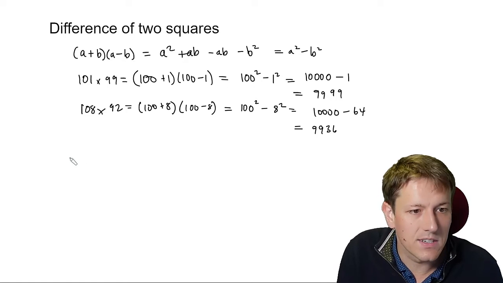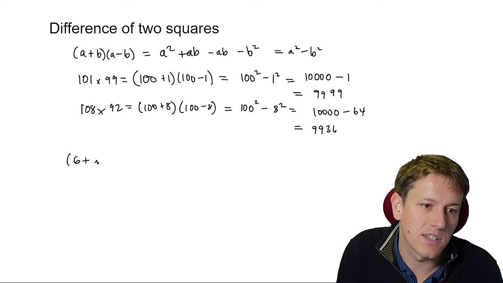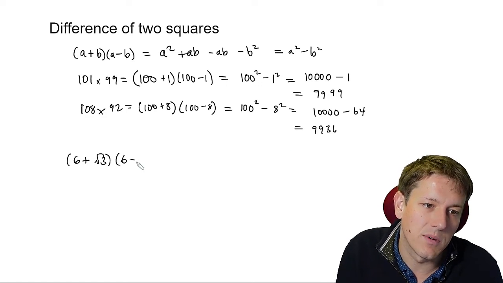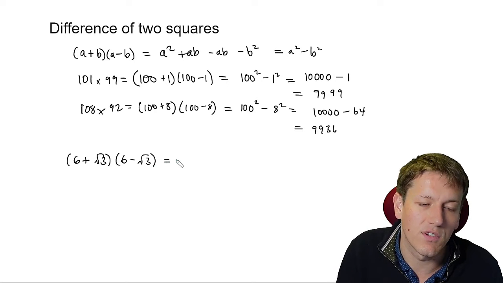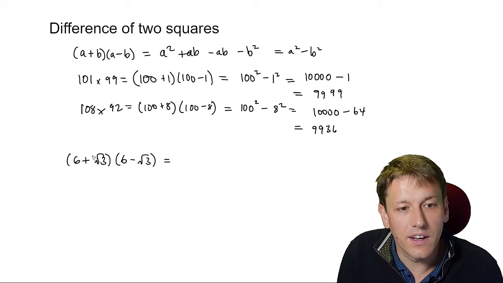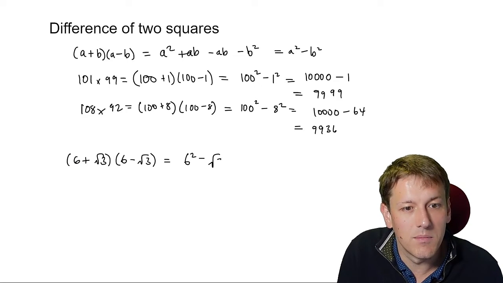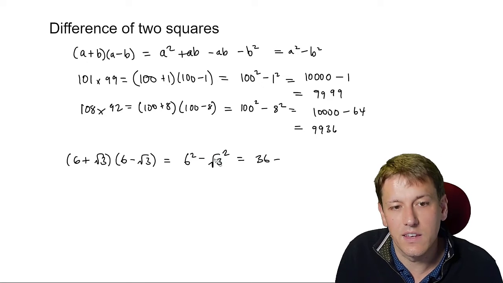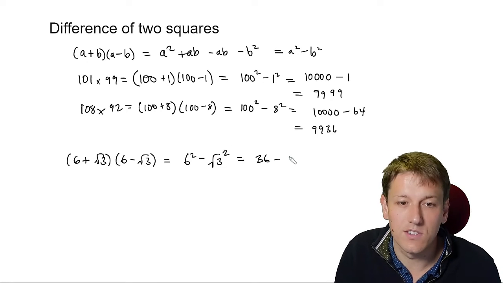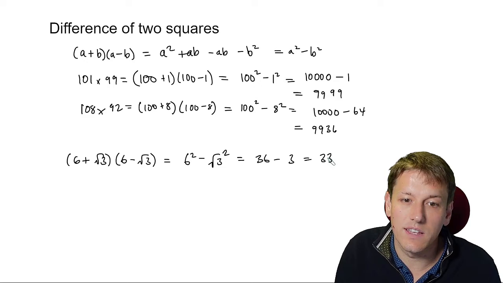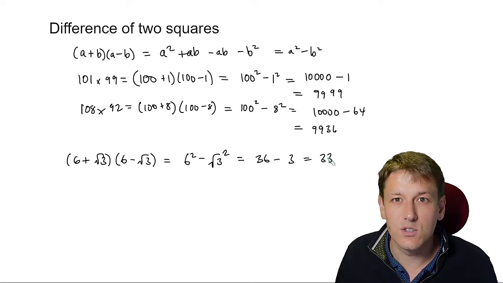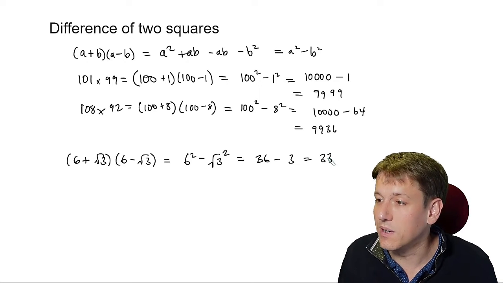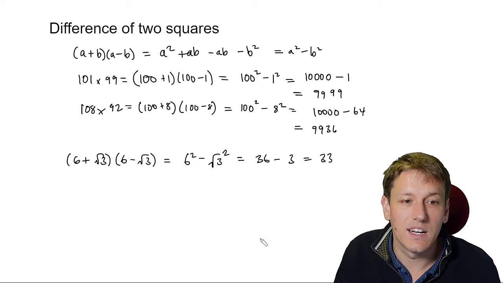Okay, so if I had something like 6 plus the square root of 3 multiplied by 6 minus the square root of 3, then I could think of this as the difference of two squares. I can say, well, this is just 6 squared minus root 3 squared, so this would give me 36, and then minus root 3 squared, so that's just minus 3, and that's 33. And the fact that this is always going to give you a whole number is really helpful, right?